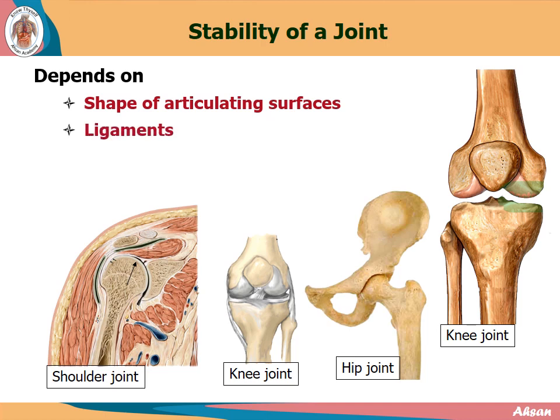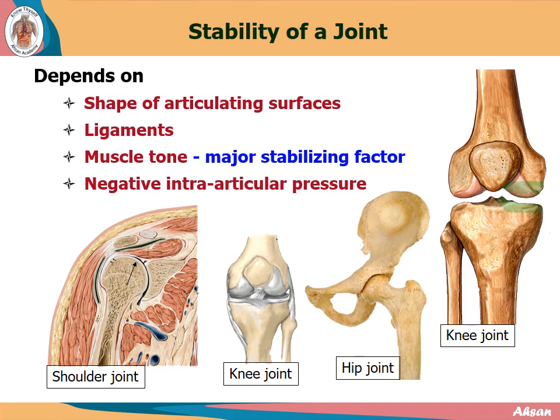Ligaments tightly bind the bones together. They allow movement in a particular plane and prevent other movements. This also prevents displacement of the bone, meaning separation of the bones during movements. Muscle is the major stabilizing factor. It keeps the participating bones together. And lastly, we can say the joint cavity is a sealed one. So whenever the bones try to separate during movement, the negative pressure created helps to keep the participating bones together.